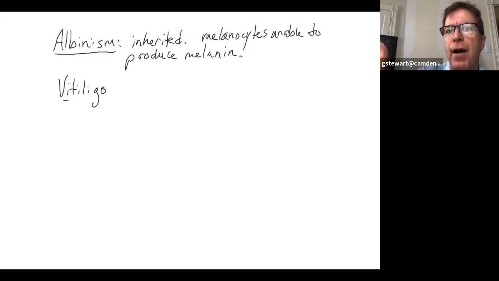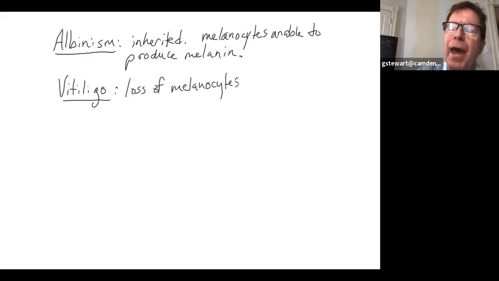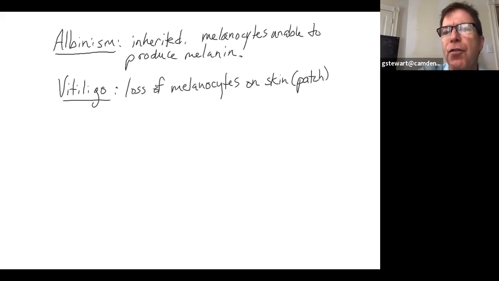That's very different than something called vitiligo. That third i is long, so it's pronounced vitiligo. This is when there's a loss of cells, so I'm going to write loss of melanocytes in a particular patch on the skin. It's like depigmentation in a specific area. This is thought to be an autoimmune reaction.